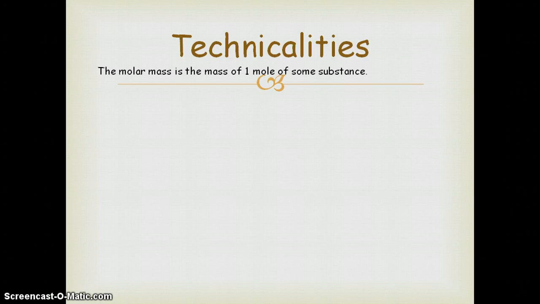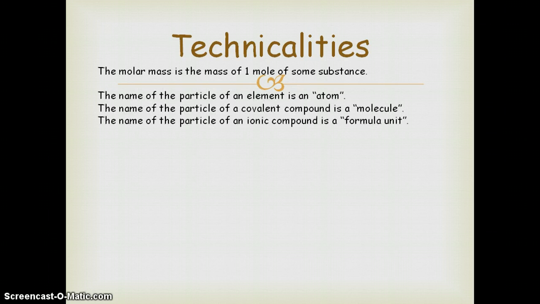Now, the molar mass is the mass of 1 mole of any substance, right? So the name of the particle of an element is an atom. So if we say, what is the molar mass of carbon atoms, then we're looking at a mole of carbon atoms, versus the name of a particle of a covalent compound, which would be something like a water, an H2O molecule. So the molar mass of a water molecule would be different from the molar mass of a hydrogen atom, because you're dealing with a compound versus an element.